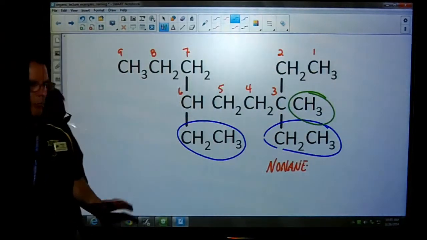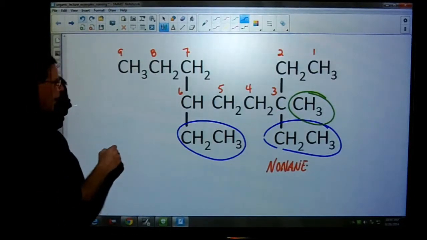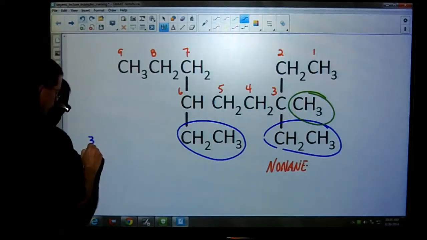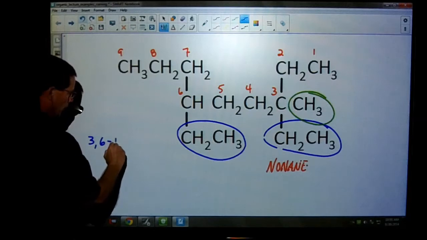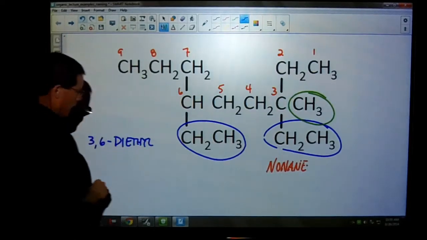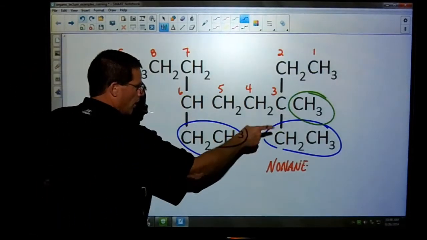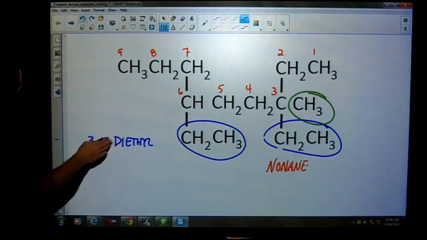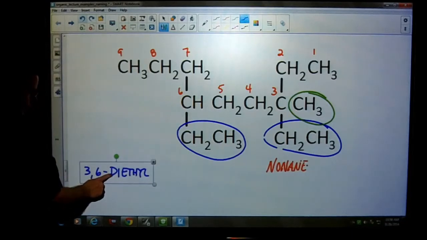Okay, it's nice to have the smartboard where I can colorize this. So on my ethyls, I actually have a 3 and a 6. So 3, 6. And since there are two ethyl groups, I'm going to say that that's diethyl. Now remember, the di does not take precedence over, say, just a regular methyl or whatever. So we don't consider the di-tri or whatever for alphabetizing. Okay. So we'll put that there.